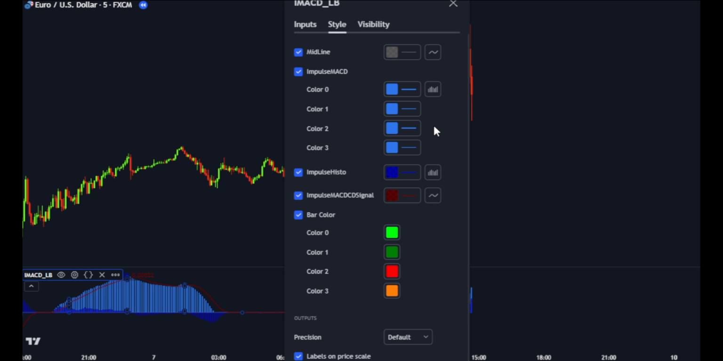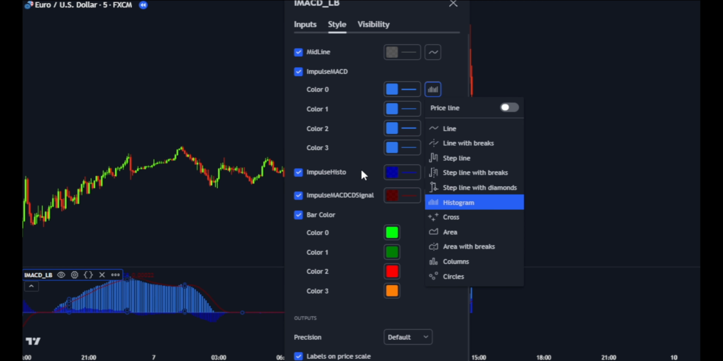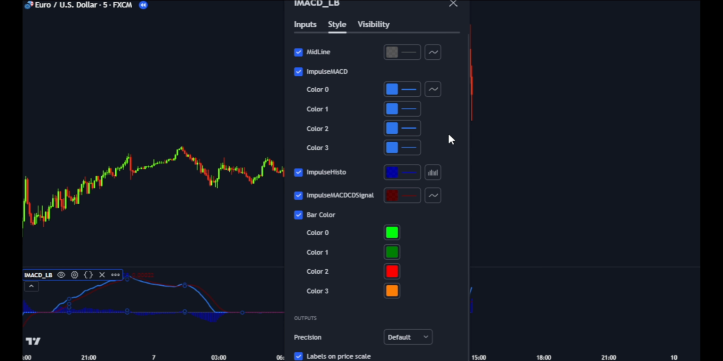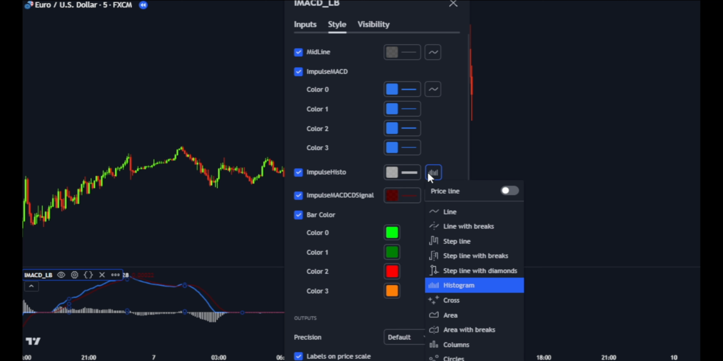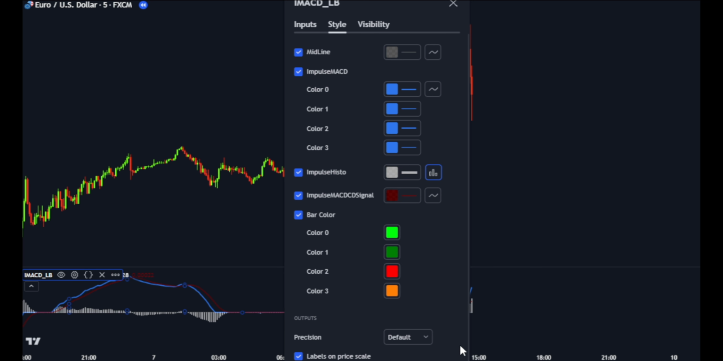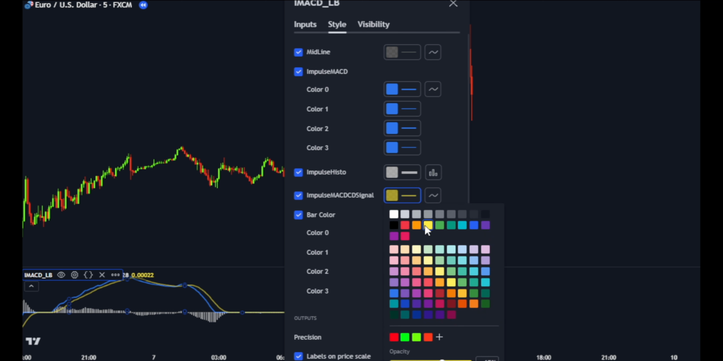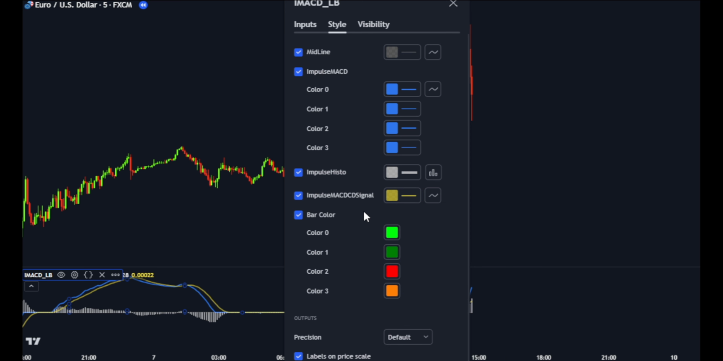Now we are going to change from histogram to line. In the Impulse Histos section, we are going to change its color to white, and then change from histogram to columns. And finally, we are going to change the color of the Impulse MACD signal section to yellow. And we already have the first indicator ready to take the trades.